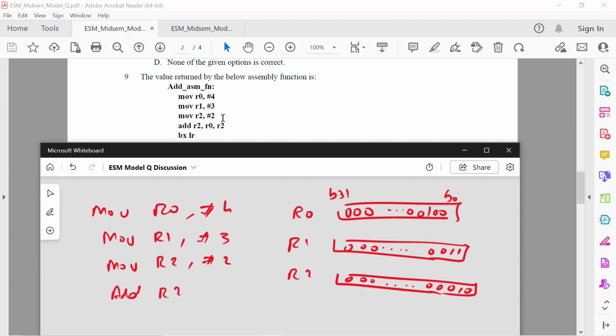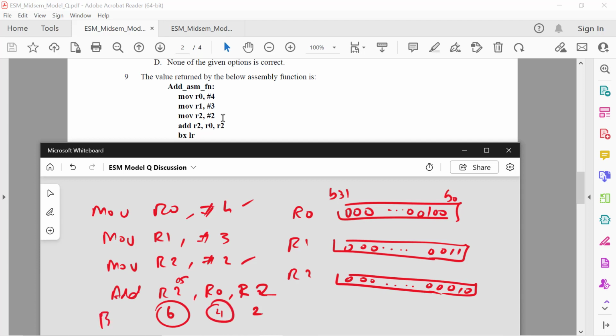Now what am I doing? ADD R2, R0, R2. That means R0 is 4, R2 is 2, R0 and R2 are getting added, and then the result is moving into R2. So R0 is having 4 and R2 is having 2. 4 plus 2 is 6. Now R2 is modified to 6. R0 still has value 4.